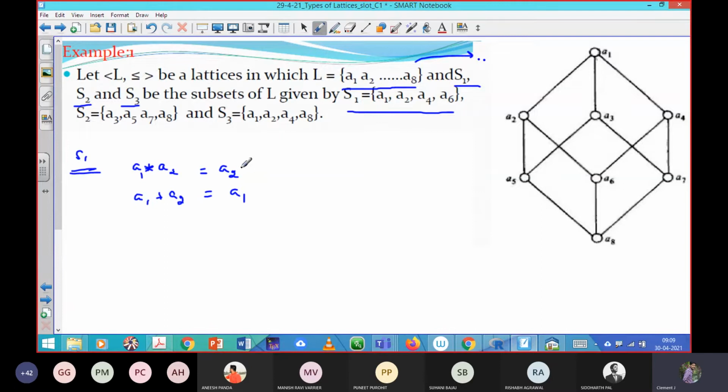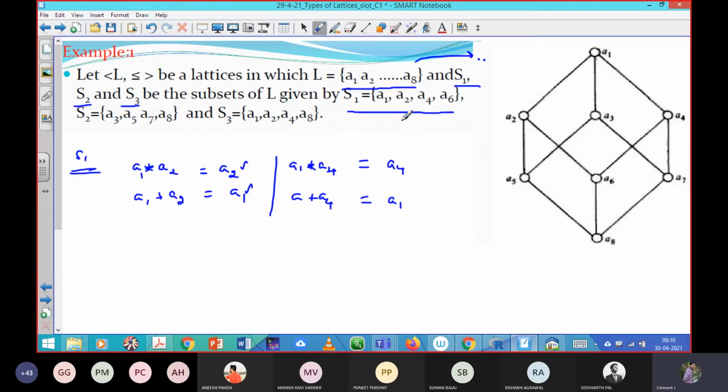So you can check that A2 and A1 lie inside the same subset. Likewise, you need to check for A1, A4. A1 plus A4, what is the answer? A4. Very good. Next, A1, A6, A1 plus A6. Okay. Next A2, A4, A2, A6. So likewise, you need to check between every pair of the vertices.